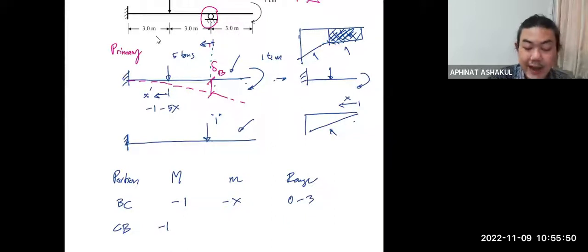Right? Do you agree? And please do yourself a favor. As soon as you write your moment equation, try to plug in the number of x and see if it gives you the proper moment equation. Because right here you know that this moment is minus 1, right? So at the beginning here, it must remain minus 1. So if you write it like this, it's minus 1 minus 5x. Your x should begin from 0 to 3. And when you plug in x equal to 0, you still have moment equal to minus 1.